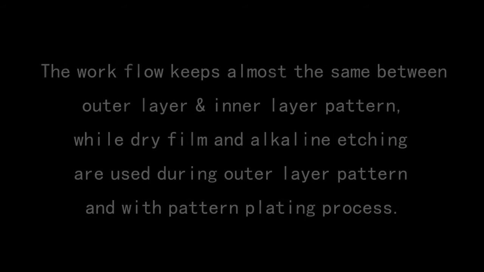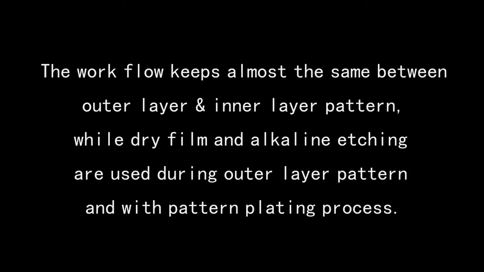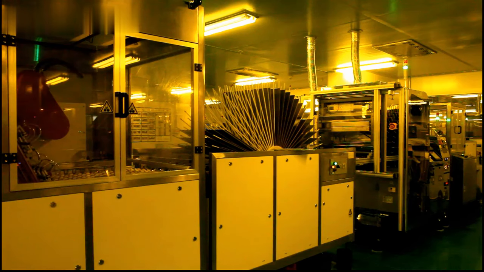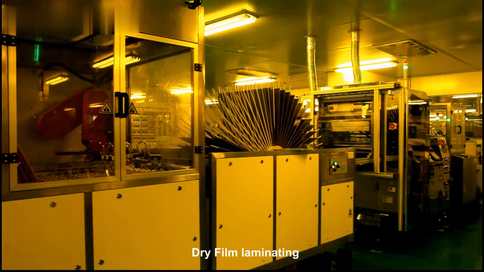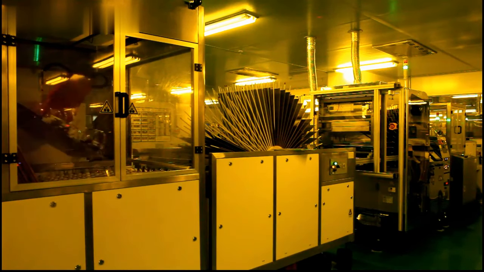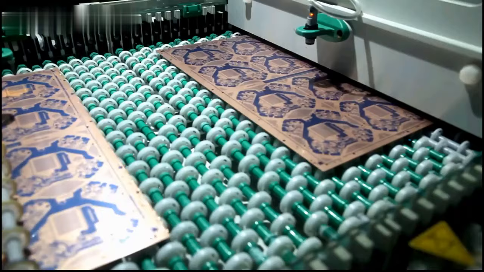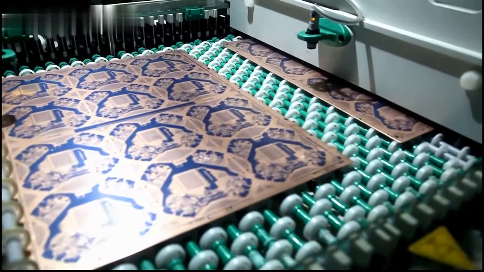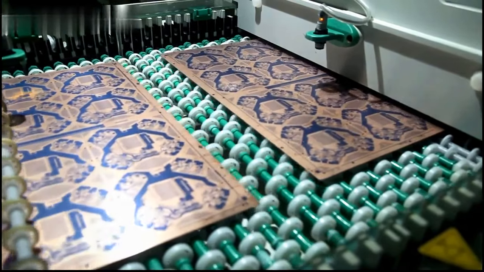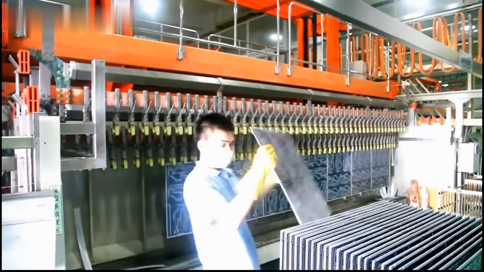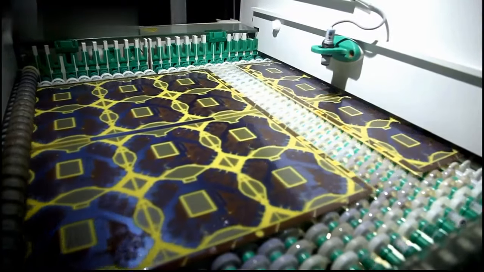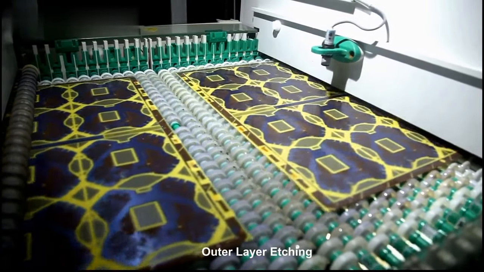The workflow keeps almost the same between outer layer and inner layer pattern, while dry film and alkaline etching are used during outer layer pattern and with pattern plating process. Dry film laminating. Outer layer developing. Pattern plating. Outer layer etching.